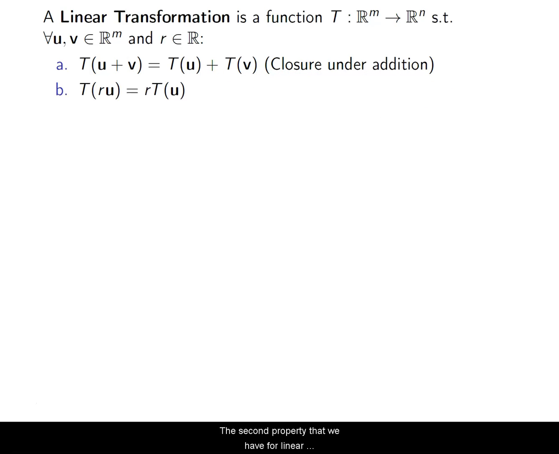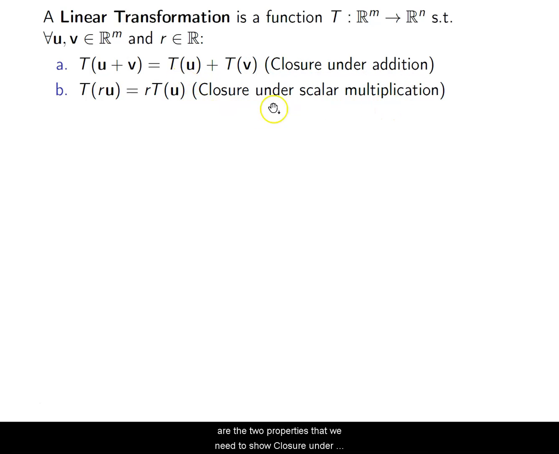The second property that we have for linear transformations, definition-wise, is that if I am taking the transform of a scalar multiple of one of these vectors, it's the same thing as if I multiply the output, right, the transform of that vector, by the same scalar. So this is closed under scalar multiplication. Okay, so those are the two properties that we need to show. Closure under addition and closure under scalar multiplication, right? So these two things are our definition of a linear transformation.